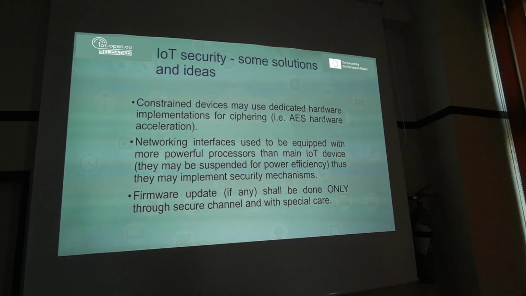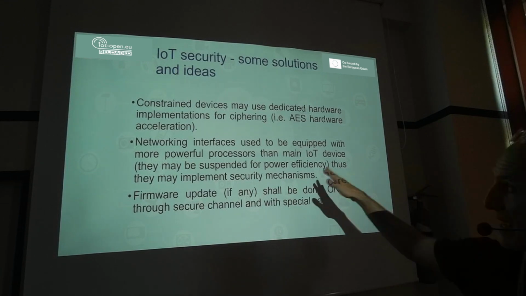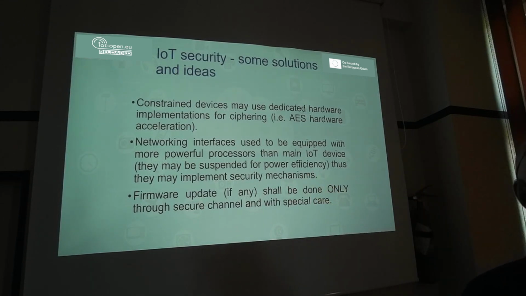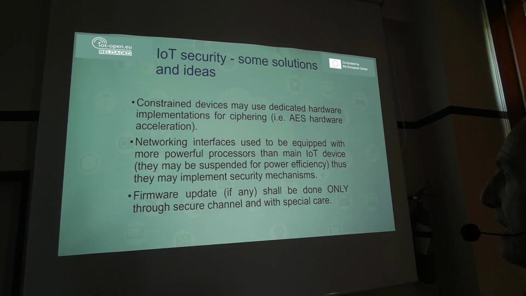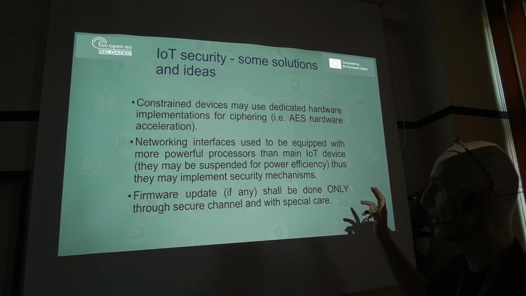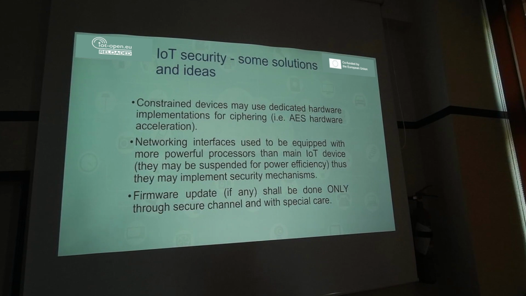So, constrained devices may use a dedicated hardware implementation for ciphering because it will be much more energy efficient and faster. Network interfaces used to be equipped with more powerful processors than the main IoT device sometimes. So they may implement a security mechanism inside the network processor, if any, separate. Now, firmware updates should be done only through a secure channel and with special care, right? Just not to let in some intruder.